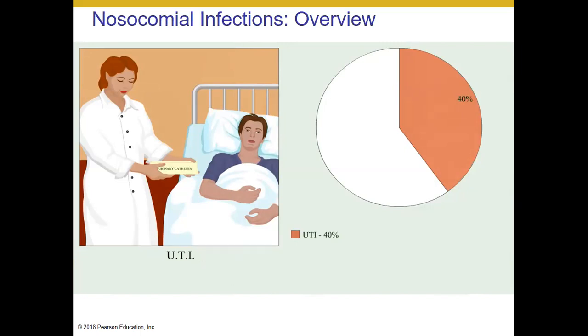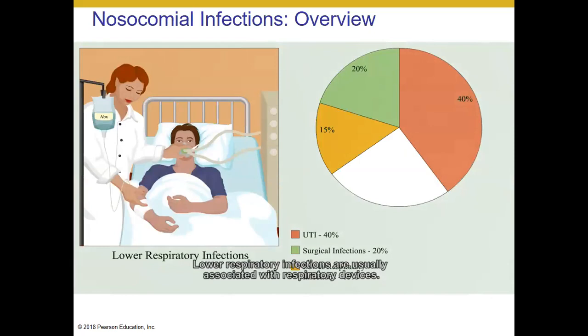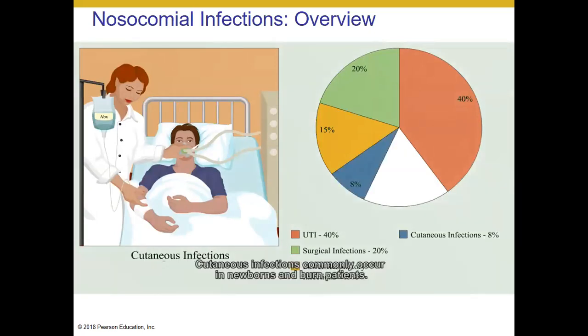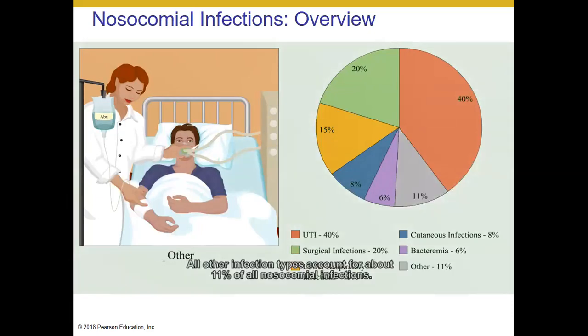or healthcare worker. The second most common type of nosocomial infection is a surgical wound infection, again caused by normal skin flora that get into the surgical wound. Lower respiratory infections are usually associated with respiratory devices. Cutaneous infections commonly occur in newborns and burn patients. Bacteremias are another type of nosocomial infection, usually due to intravenous catheterizations or injections. All other infection types account for about 11% of all nosocomial infections.